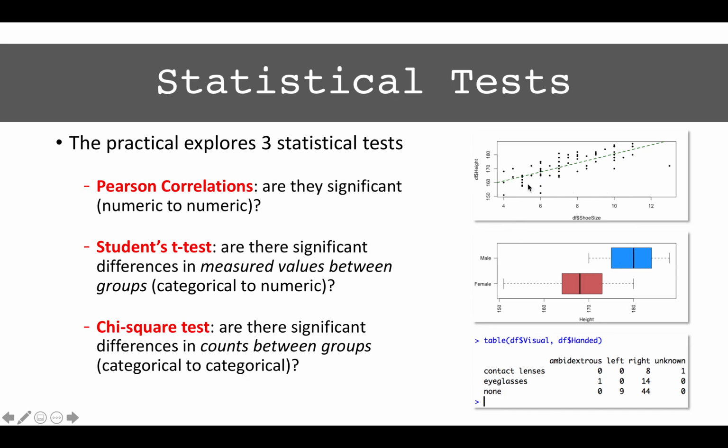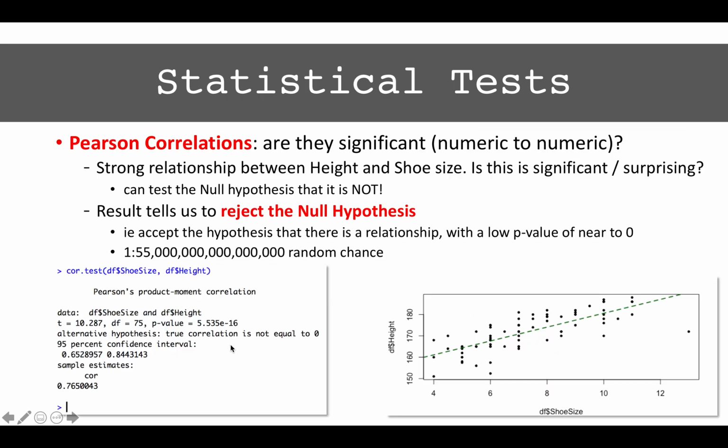And similarly with height and shoe size. We've got a very, very strong relationship, and I fitted the line between the data points there, showing this slope of 0.756. What we want to know is whether this observed relationship is significant as well. So if we look at correlations, what we're trying to do is determine whether that relationship between height and shoe size is significant and statistically surprising. We can test the null hypothesis that there is no relationship between them.